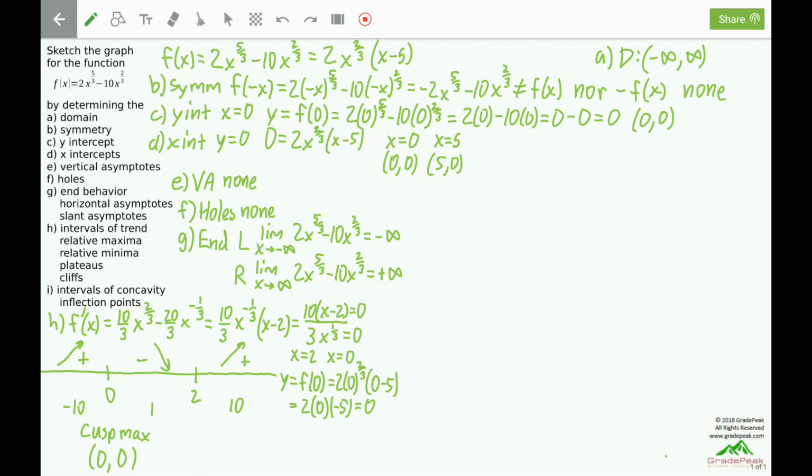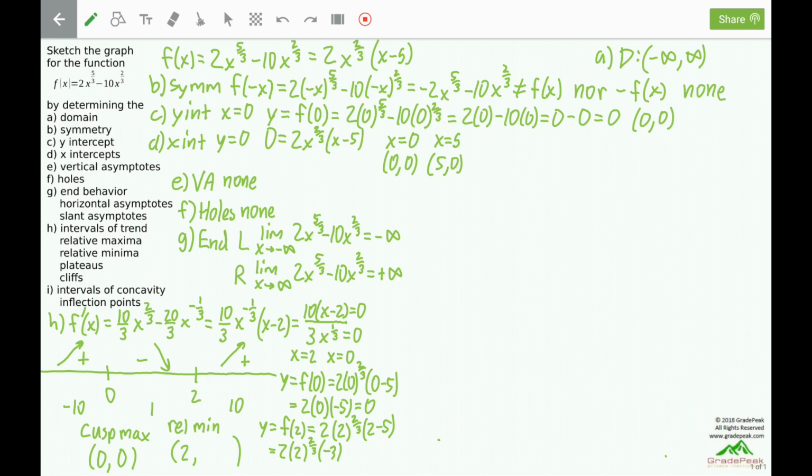Right at the critical number of x equals 2, we have the trend change from decreasing to increasing, so x equals 2 will be a relative minimum. It will be a normal relative minimum because x equals 2 came from the numerator. It has an x-coordinate of 2 and a corresponding y-coordinate that can be found by plugging the x-coordinate back into the original function. So y equals f of 2, which will be 2 times 2 to the 2/3 power times 2 minus 5, which is 2 times 2 to the 2/3 power, and then 2 minus 5 is a -3.